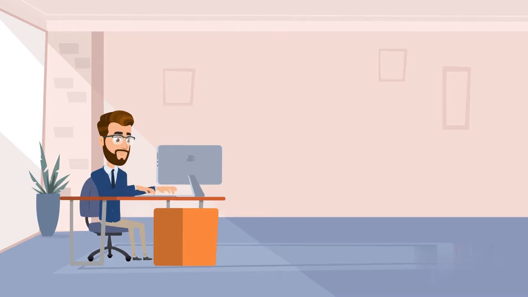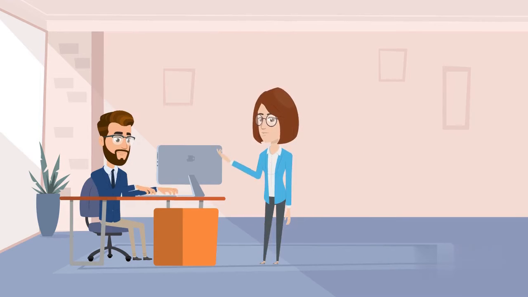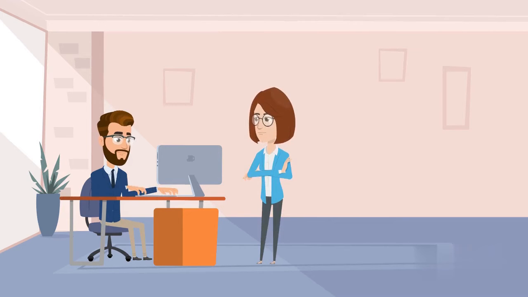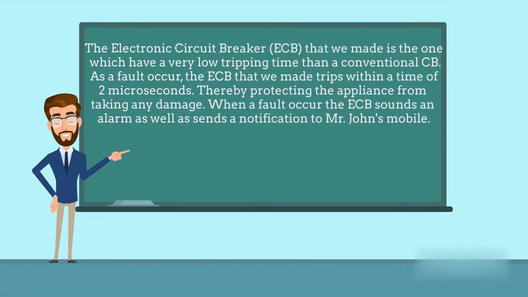While Mr. Peter was working on his new project design, Ms. Maria comes to see him. She says that she wanted to know more about the electronic circuit breaker that Mr. Peter and Mr. John together had built. Mr. Peter agrees to explain about their electronic circuit breaker to Ms. Maria. Mr. Peter began explaining to Ms. Maria about the ECB that they made.